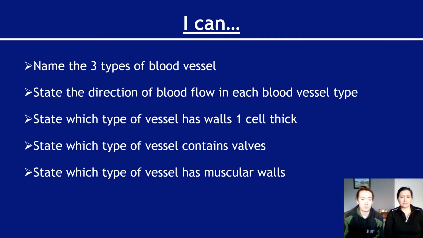So by the end of this video, you should be able to name the 3 types of blood vessels. You should be able to state the direction of blood flow in each of the different vessel types. You should be able to tell us which of the vessels have walls that are 1 cell thick, because that's quite a specific one. You need to be able to tell us which vessels are the ones that contain valves and which have muscular walls. So basically, you need to be able to describe the structure and the functions of the 3 types of blood vessels.